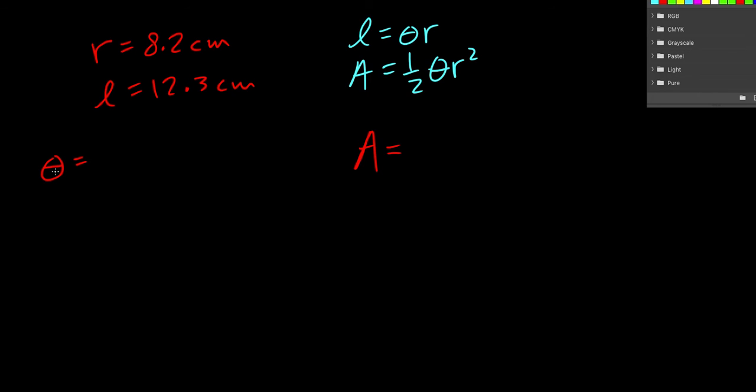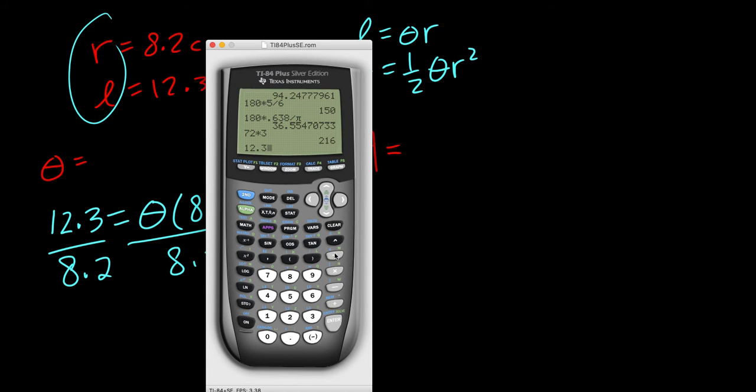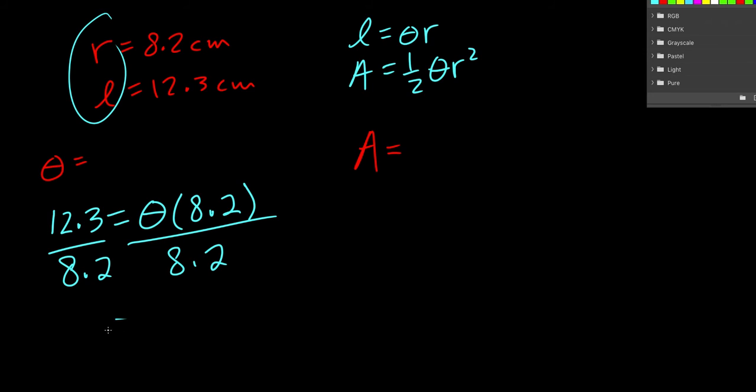Okay, so to find theta, we're just going to use these two pieces of information. We're given L, so it's 12.3 equals theta times R, which is 8.2. And so we need to do a little bit of algebra. Divide by 8.2. Go to our calculator. 12.3 divided by 8.2, and we get 1.5 for theta. And once again, these formulas only work with radian measures, and so that's 1.5 radians.